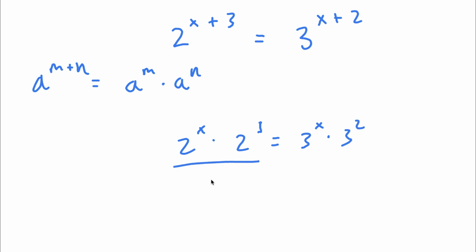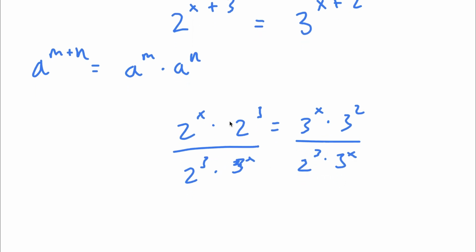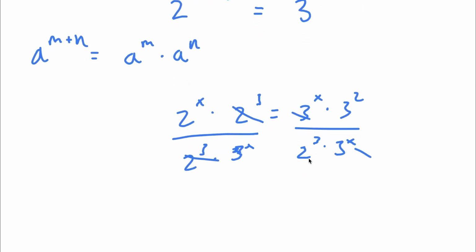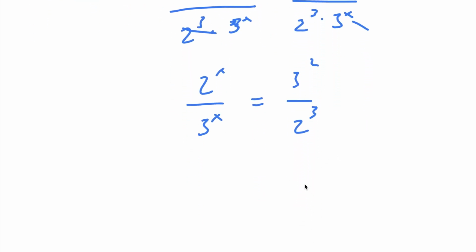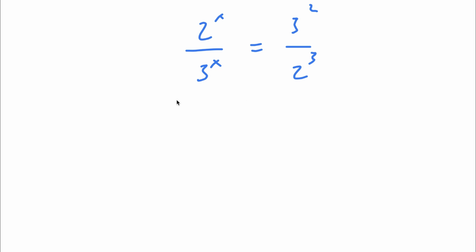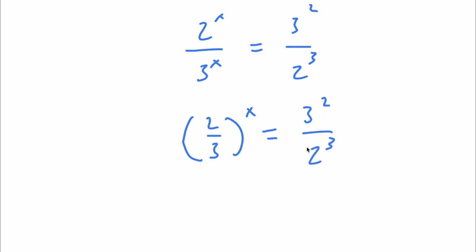Now, I'm going to divide both sides by 2 to the power of 3 times 3 to the power of x. So then these two cancel out, these two cancel out, so I'll be left with 2 to the power of x over 3 to the power of x is equal to 3 to the power of 2 over 2 to the power of 3. So now, this is the same thing as 2 over 3 to the power of x is equal to 3 squared over 2 to the power of 3.